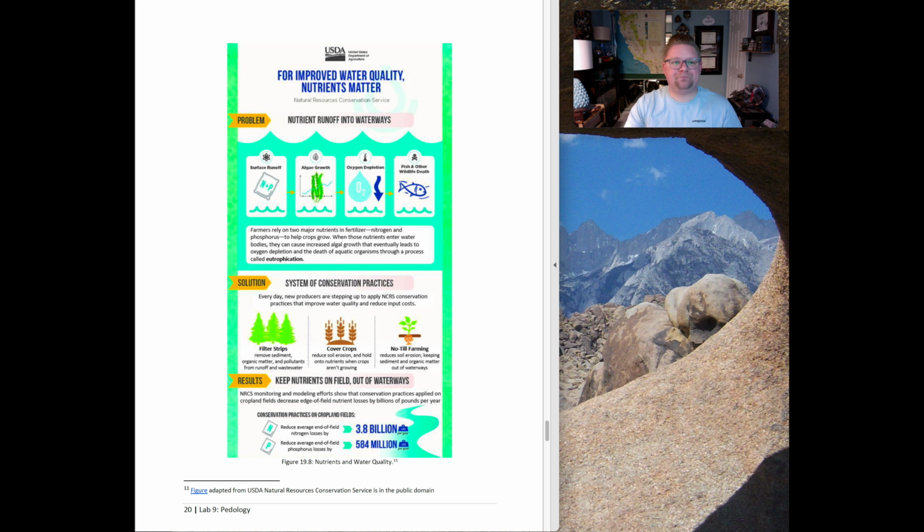I apologize. So as we work through this is figure 19.8, which is through the USDA, which shows the nutrients and water quality. This is really important because, again, I'm going to go back to Florida as an example.